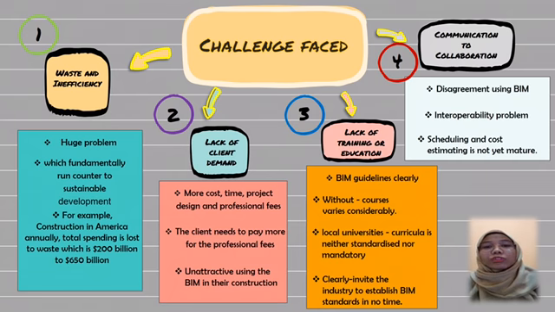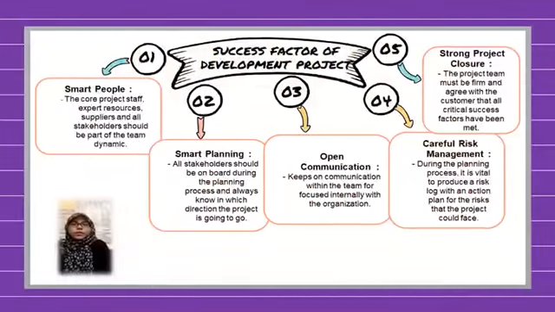Next, I will explain the success factors of the development project, which is our case study of BIM building in Hong Kong. First, smart people, which means all the team must be smart so the project can go along from the start until finish. And then number two is smart planning. Smart planning must involve all team members, especially the project manager, who must set up the project for success from the start until the end.